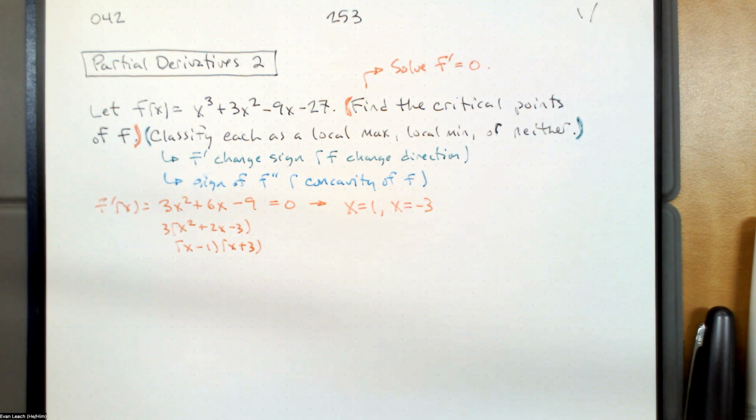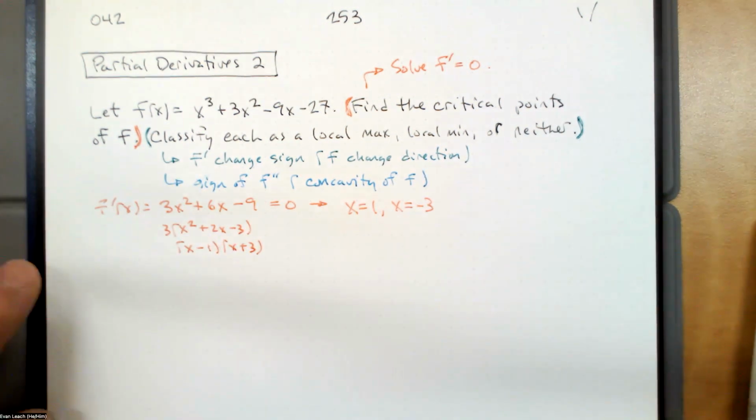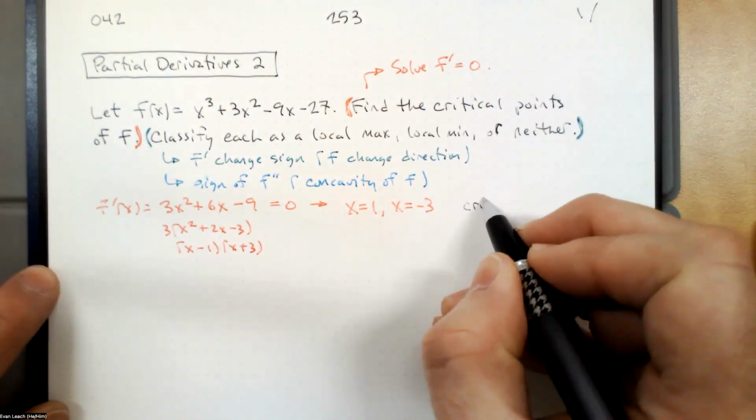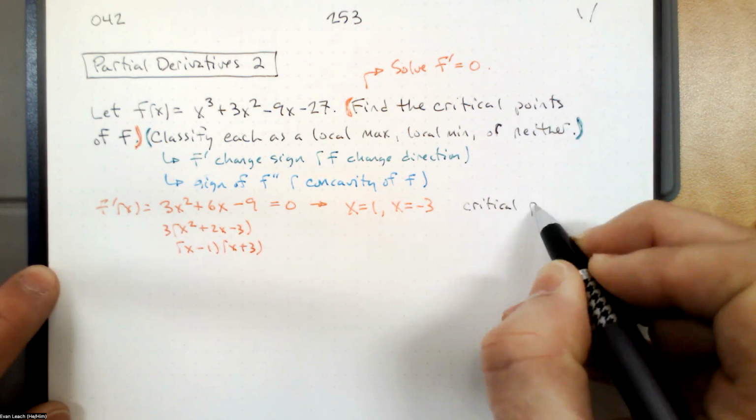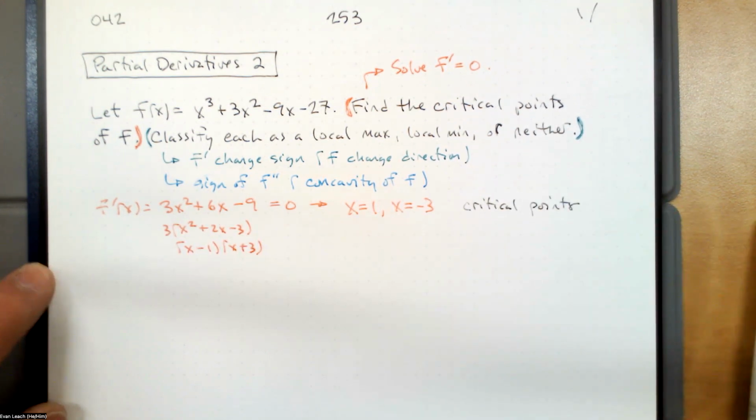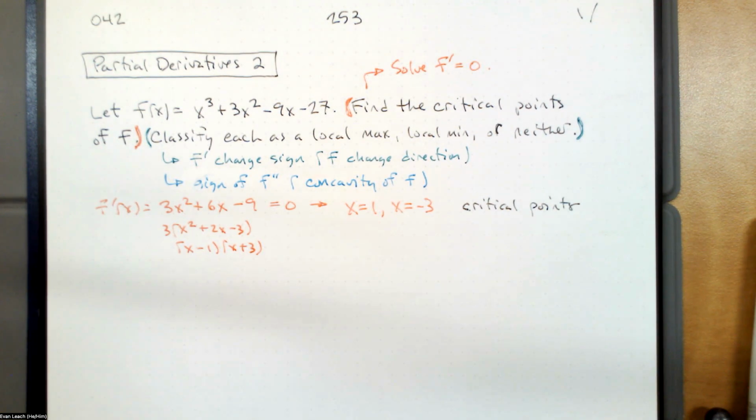These aren't entire points. We usually just list the x values. But here we have the critical points. Next, we would want to classify these critical points, and we have lots of options for this. We could use the second derivative. We could use the first derivative and see where things change sign.